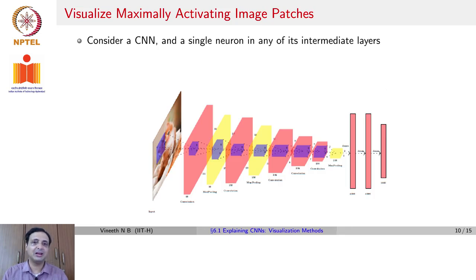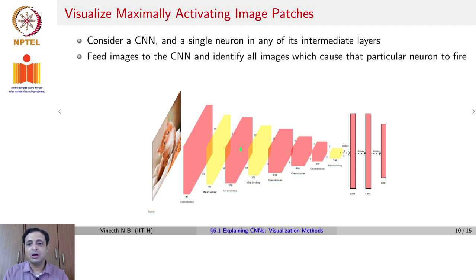Another way of visualizing and understanding CNNs is to extend the same thought and consider a trained CNN. Remember that all of this analysis is for a trained CNN. After training the CNN, you want to understand what it has learnt. That's the context in which we are talking about this. So you can consider a CNN and consider any single neuron in its intermediate layers. Let's consider that particular one in green. Now you can try to visualize which images cause that particular neuron to fire the most. You can give different images as input to the CNN and keep monitoring that particular neuron and see which image is making it fire the most. What can we do with that?